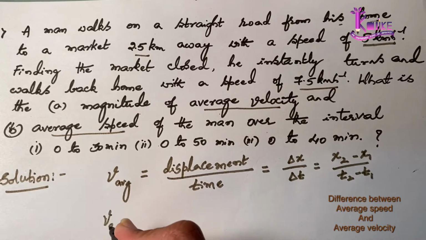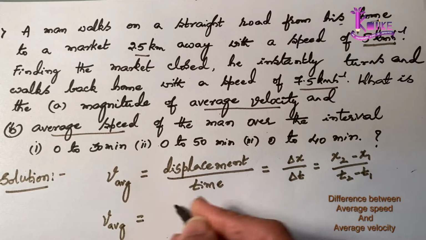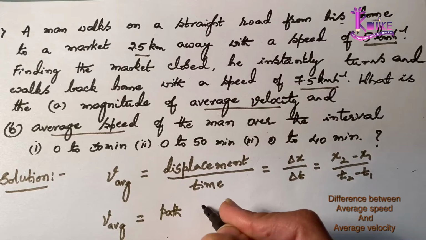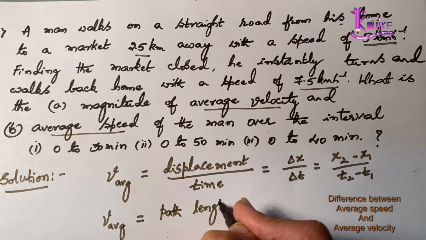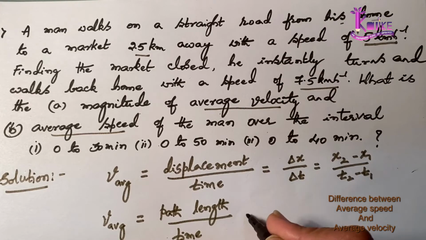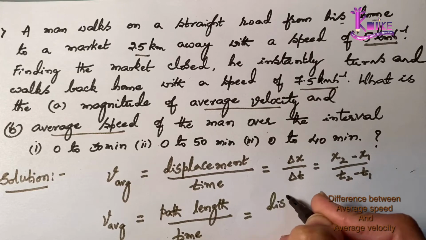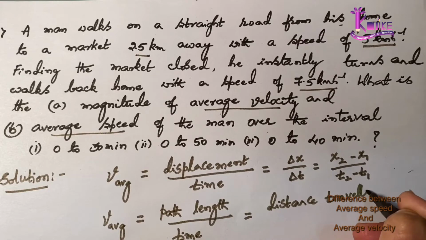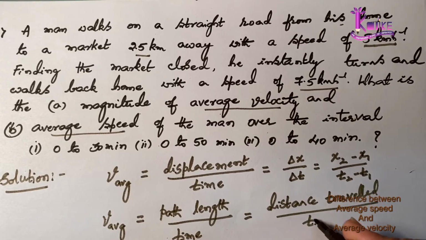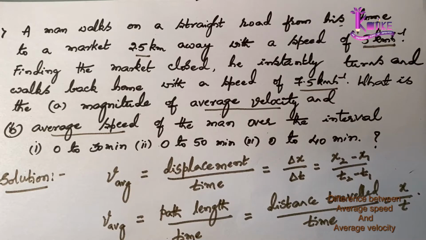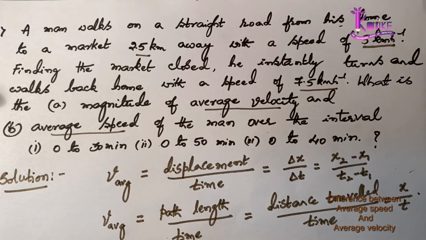Whereas average speed, which is also denoted by V average, is the ratio of the path length to the time taken to cover that path length. Or in other words, it can also be called distance traveled by time. So it is simply x by t, where x is the total distance traveled and t is the total time taken to cover that distance.